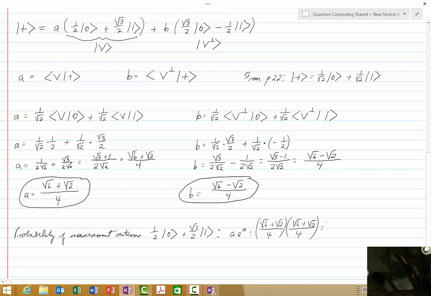And that will be equal, we square the first term, that will give us 6, and square the second term will give us 2, so that's 8, and then multiply the first times the second and double it, so we have 8 plus 2 times the square root of 12 over 16, which could be written as 8 plus 4 times the square root of 3 over 16, which is 1/2 plus the square root of 3 over 4.